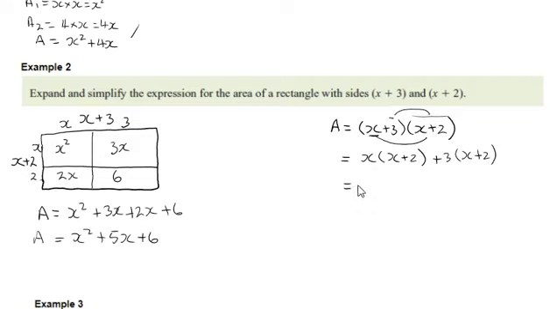Now we can expand it out. We have x times x, which is x squared, x times 2, which is 2x, 3 times x, which is 3x, and 3 times 2, which is 6. And we can simplify it by just adding the 2 middle terms together to get 5x. So it's x squared plus 5x plus 6, the same expression.